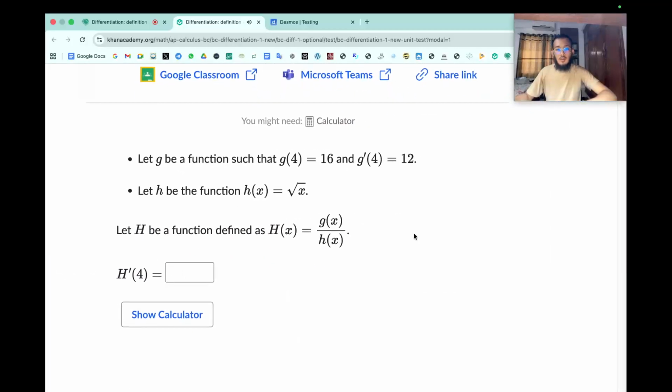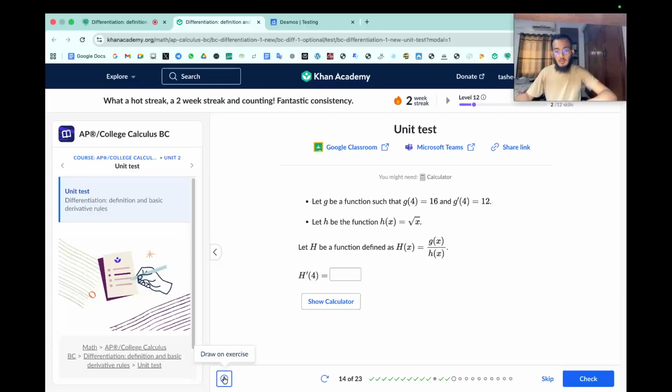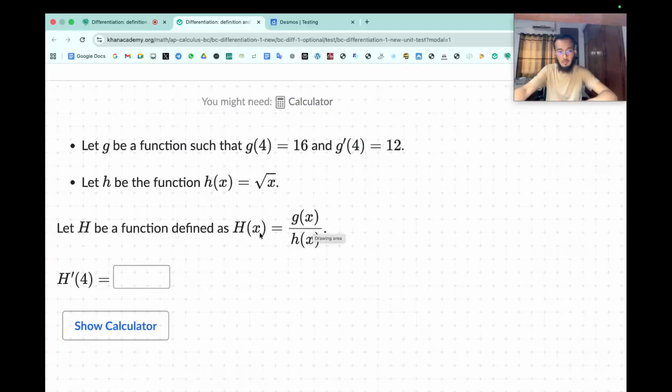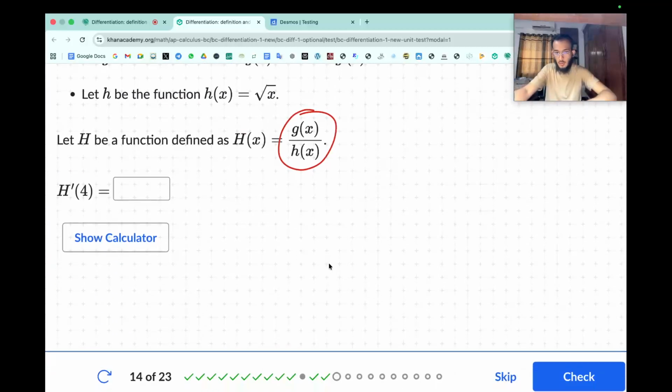So let g be a function such that g(4) equals 16 and g'(4) equals 12. Let h be the function h(x) equals root x. Let f be the function g divided by h. How do you find the derivative of this? Basically, if you want to differentiate this, it's the quotient rule.